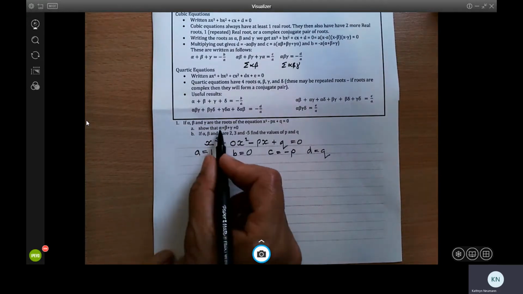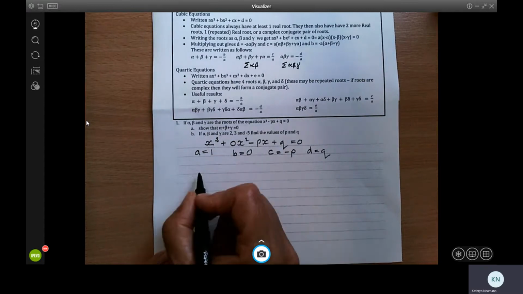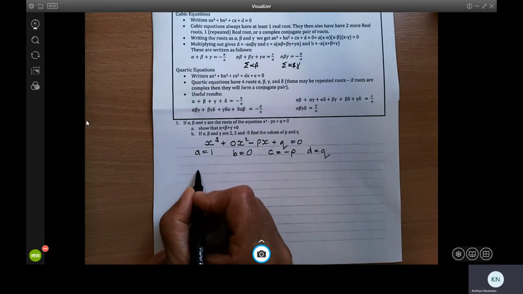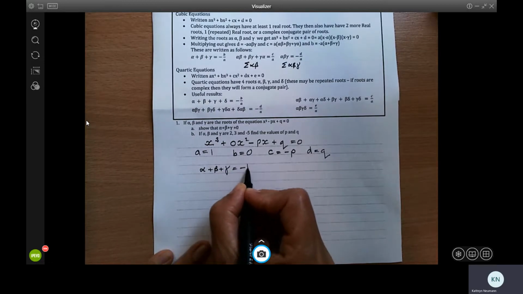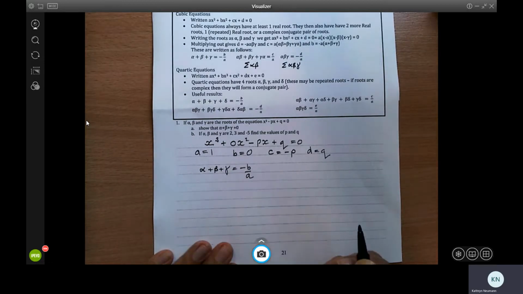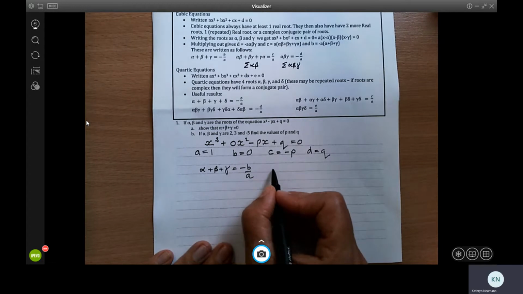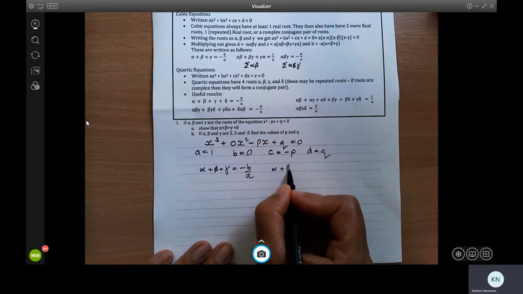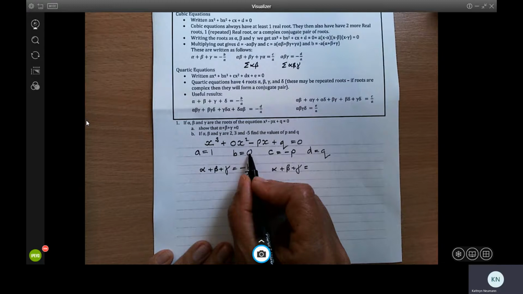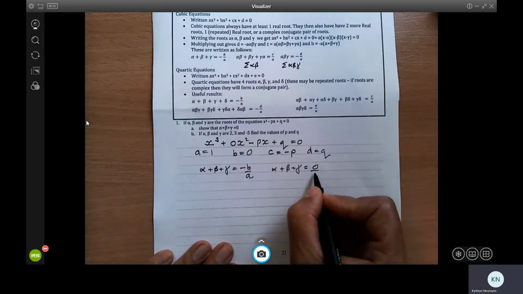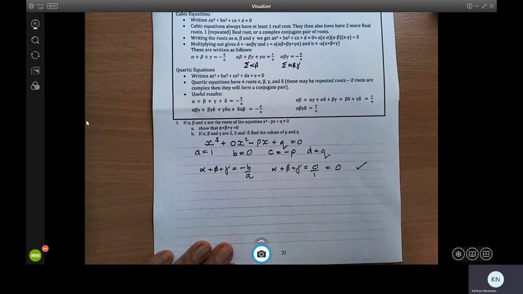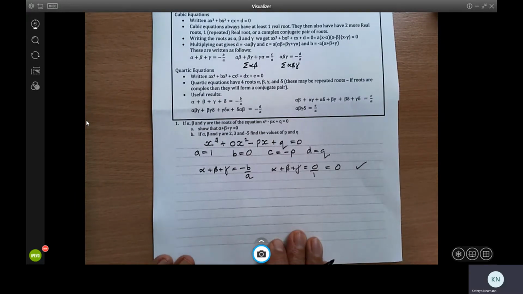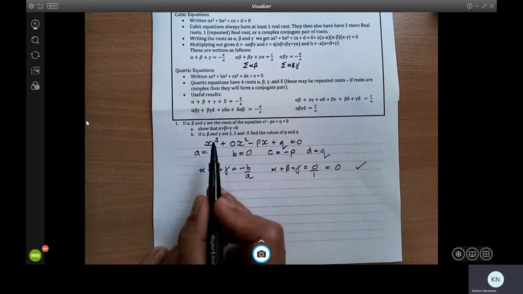Part A says show that the sum of the roots is equal to 0. For this, we're going to say that the sum of the roots, alpha plus beta plus gamma, is minus b over a. We can just quote that as a fact. In this question, alpha plus beta plus gamma is going to be 0 divided by 1, which is 0. So we have shown, using the facts that we are allowed to quote, that the sum of the roots is 0.